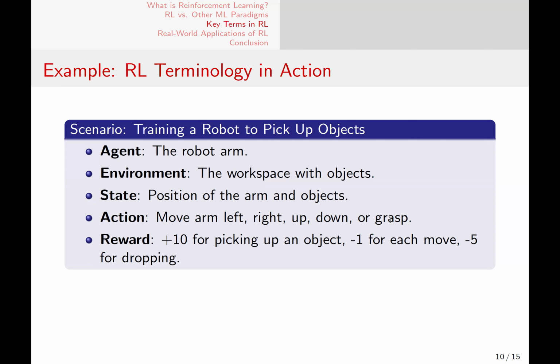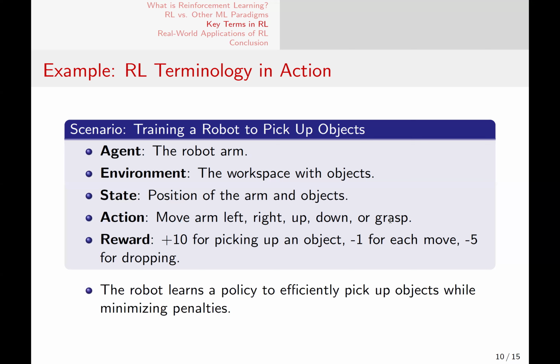You are designing a robot to lift cartons, to lift boxes in a place where things like that are sorted. So the state is the position of the arm and object at every point in time. The action is whether to move the arm left, right, up, down, or grasp, right? So the reward is plus 10 for picking up an object, minus 1 for each move, minus 5 for dropping, right? So the ultimate goal is to be able to pick up an object at the end of the day, right? So the robot learns a policy to efficiently pick up objects while minimizing penalties.